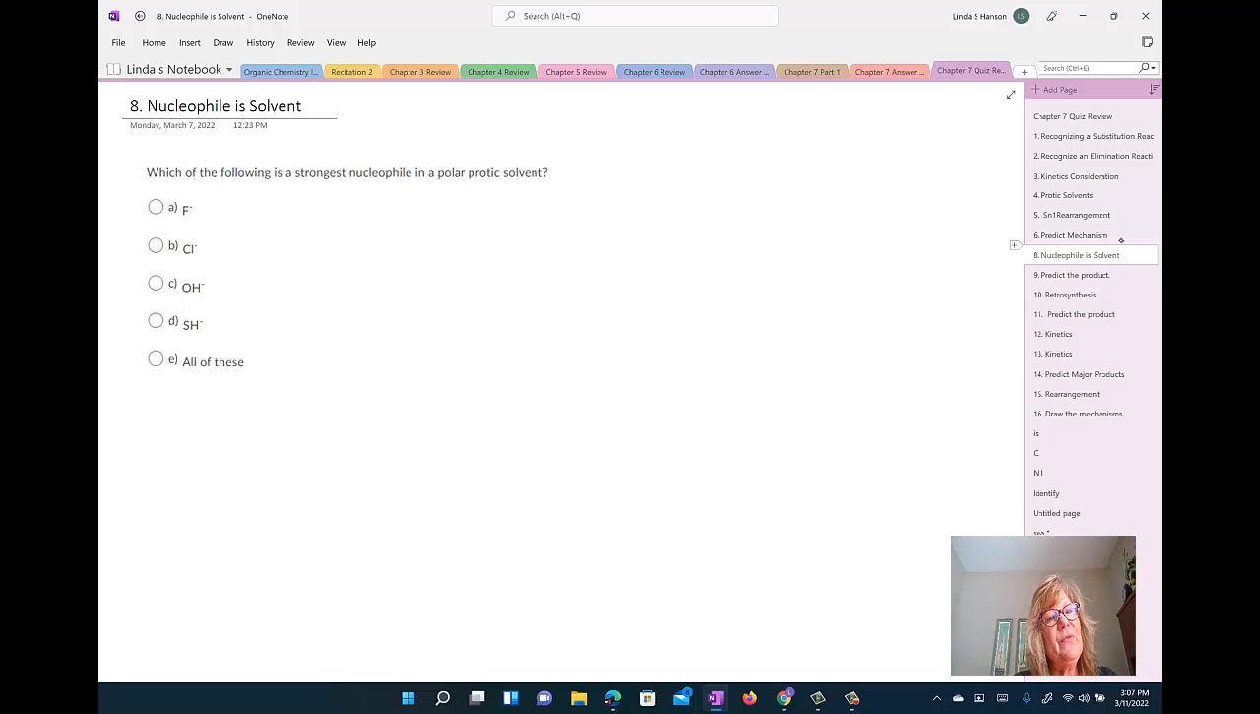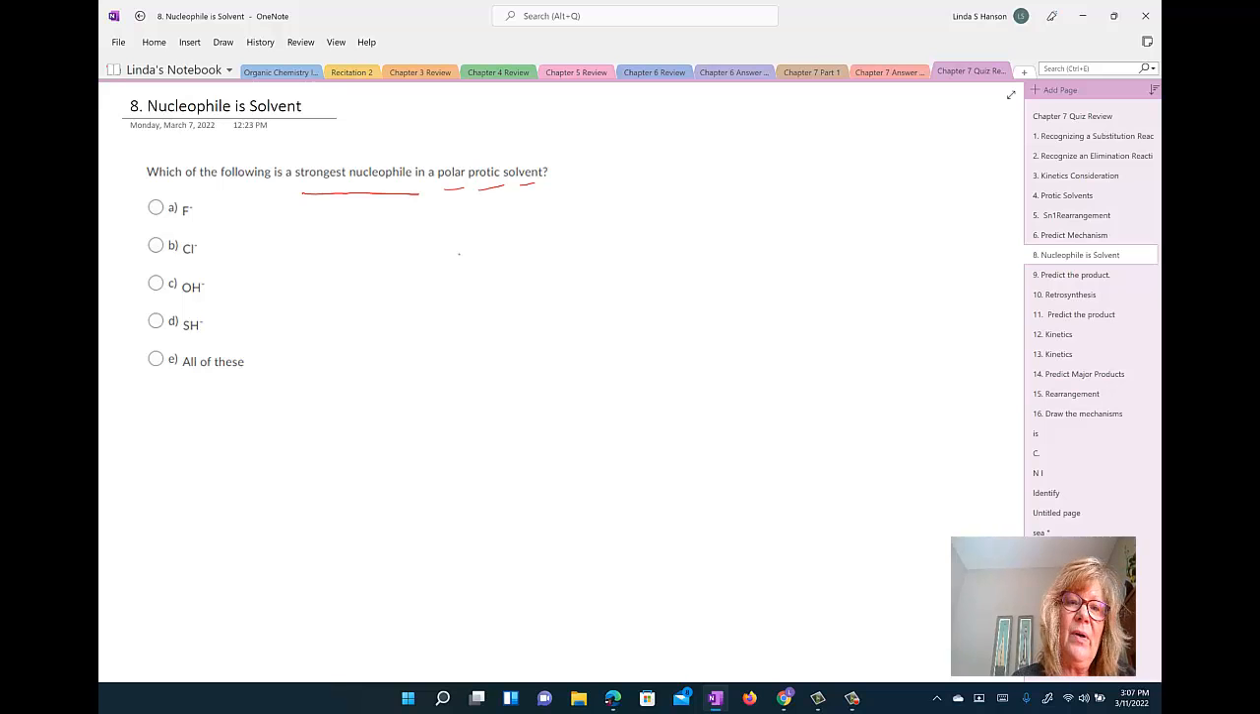This one asks, which of the following is the strongest nucleophile in a polar protic solvent? Is it fluoride, chloride, hydroxide, or sulfur hydride? So let's just break it apart. Strongest nucleophile in a polar protic solvent.